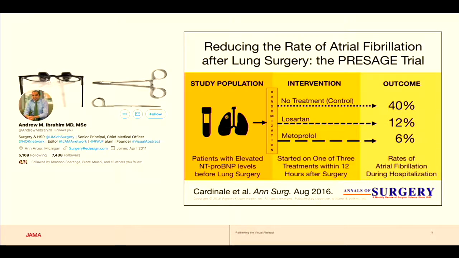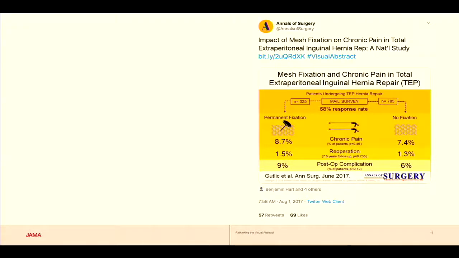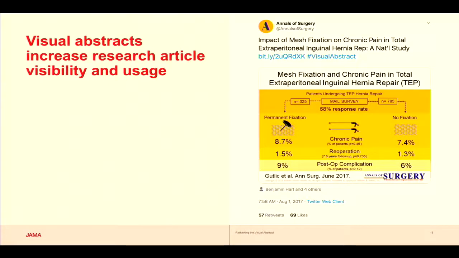They were originally the brainchild of Dr. Andrew Ibrahim, who was then working as the creative director at Annals of Surgery. Annals published their first visual abstract for social media on Twitter in July of 2016, and over the next 6 months, they conducted a case control crossover study of 44 original research articles. Each article was tweeted from the Annals of Surgery Twitter account in 2 different formats, once with the article title only and once with the accompanying visual abstract, and the results were astounding.